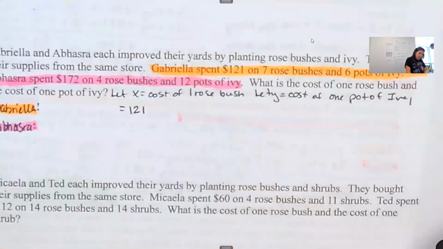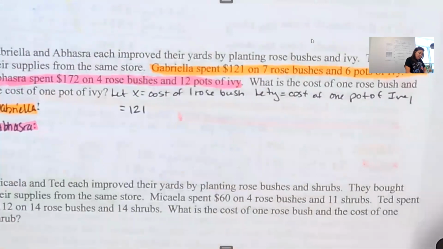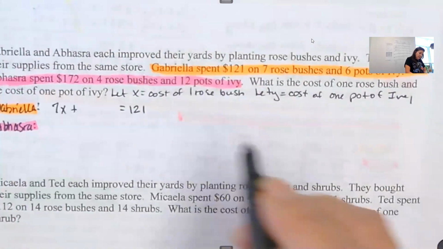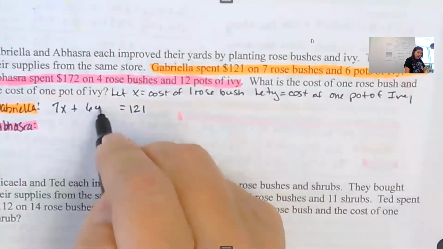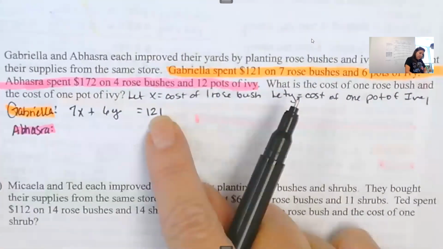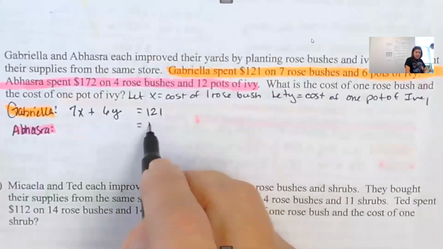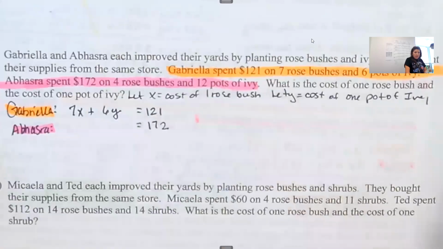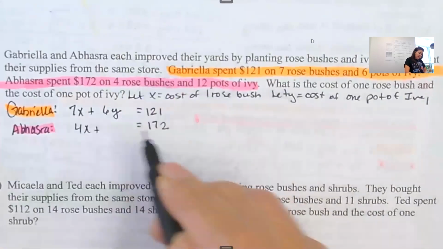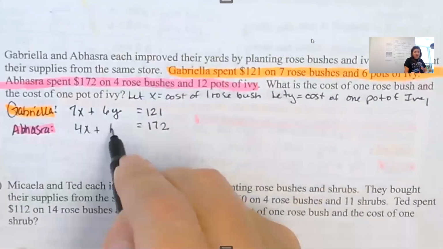She bought 7 rose bushes. So X is the cost of 1 rose bush. So 7X plus 6 pots of ivy, 6 times the cost of each pot, for a total of $121. Abhasra spent $172 total. So I know it's going to equal 172. He bought 4 rose bushes. So 4X plus 12 pots of ivy, 12Y, for a total of $172.